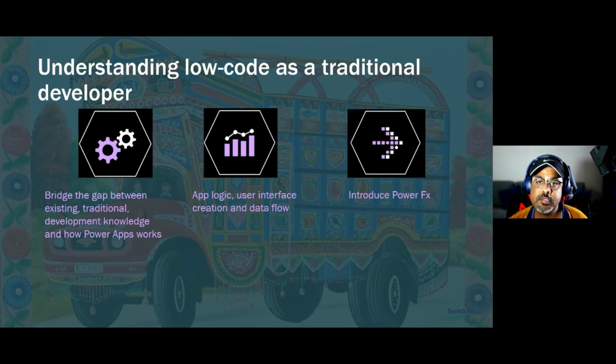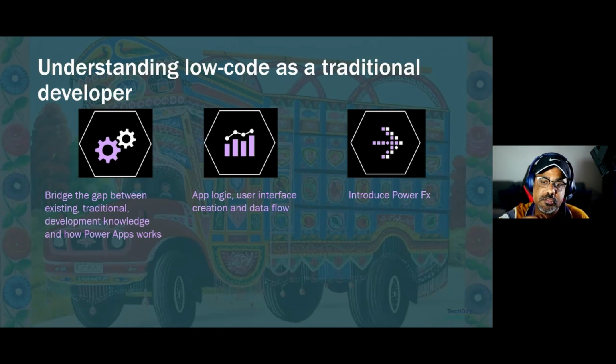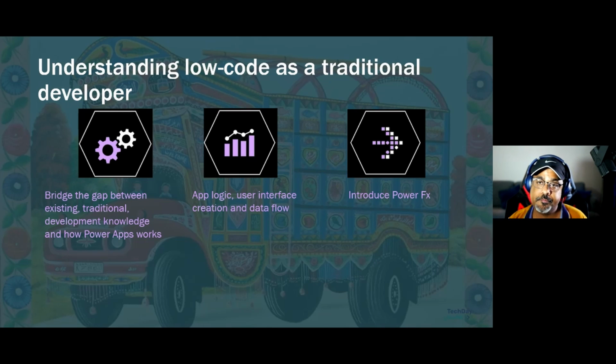So we need to understand that as a traditional developer, we don't need to build everything from the ground up. We have almost everything in place. So we just need to work on the logic, put that logic inside Power Apps, create those screens, and once we are happy with it, we can then publish the application. So it's quite simple.